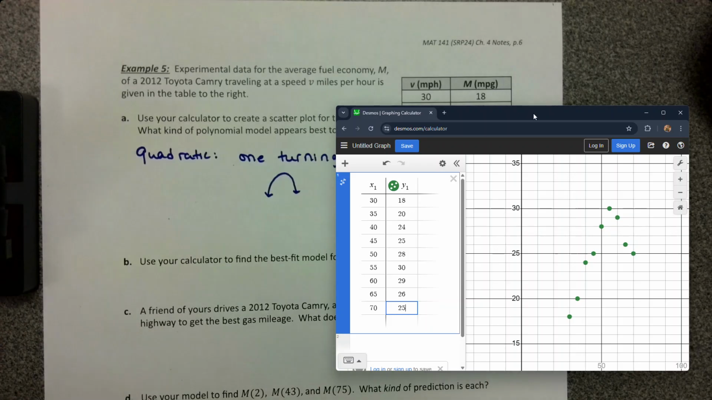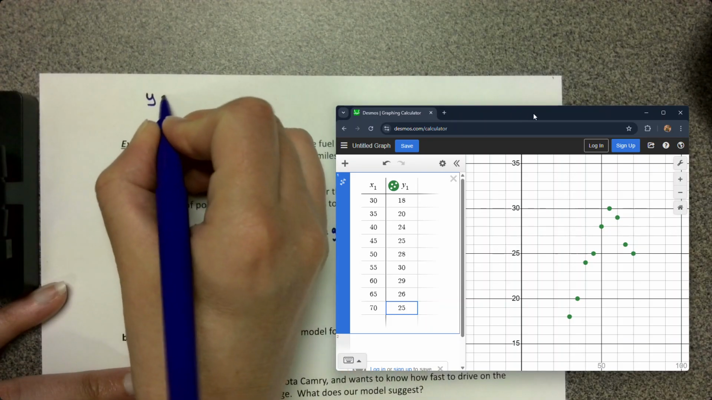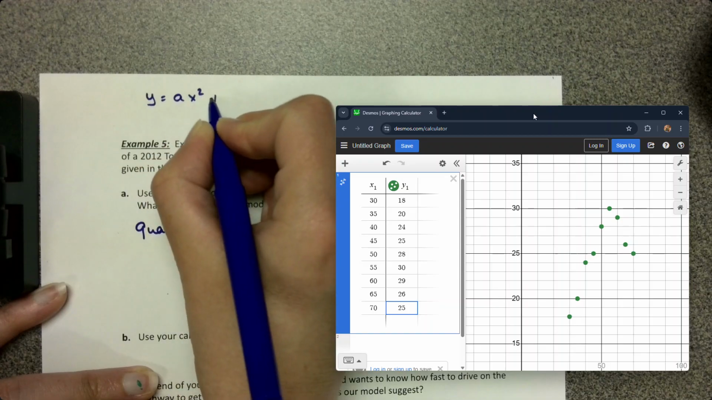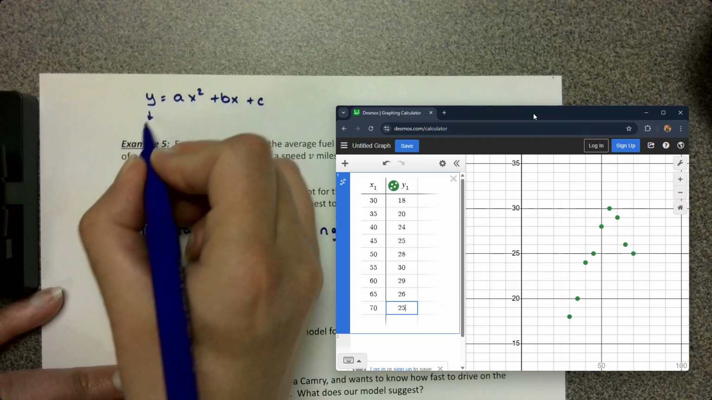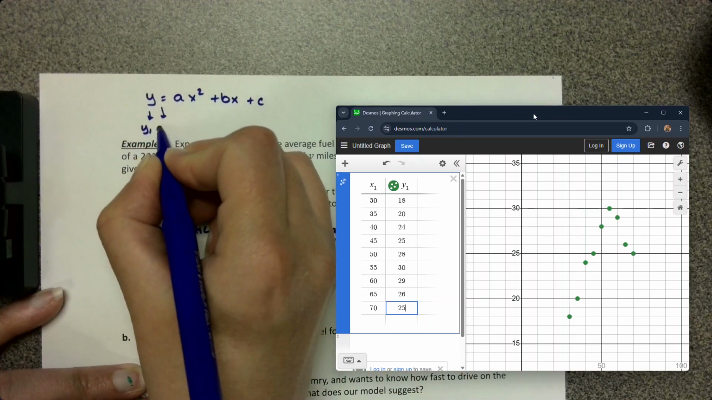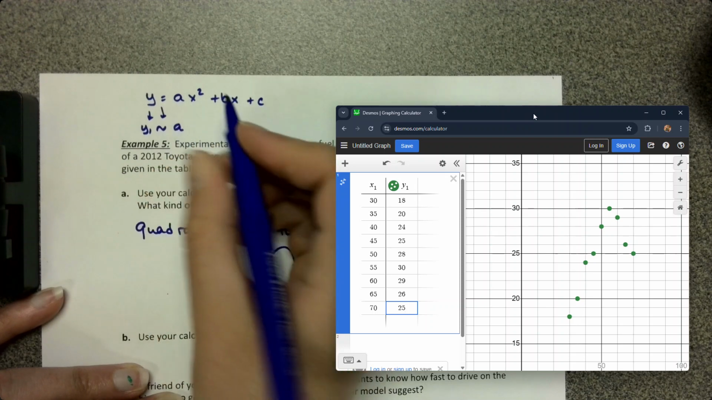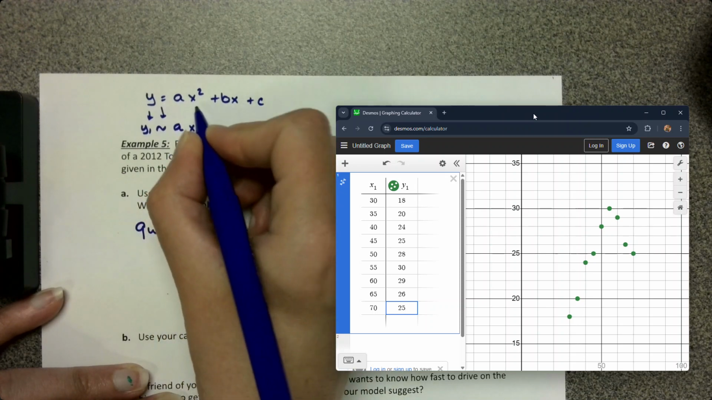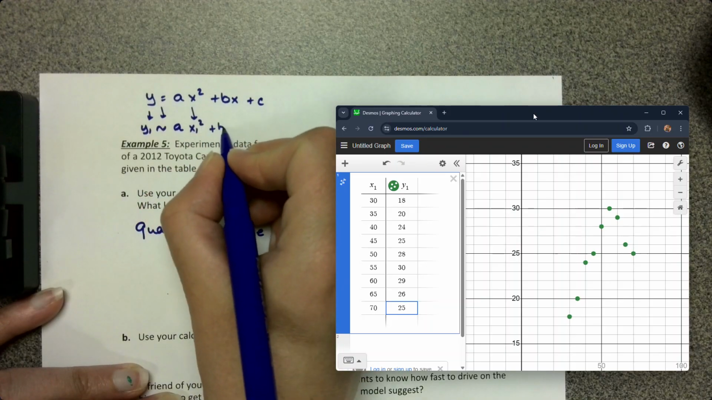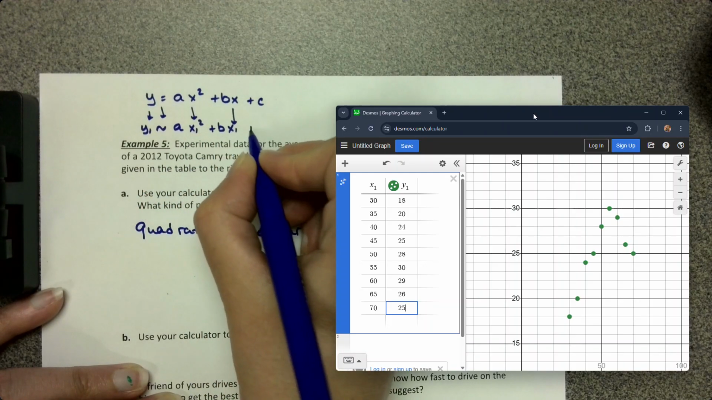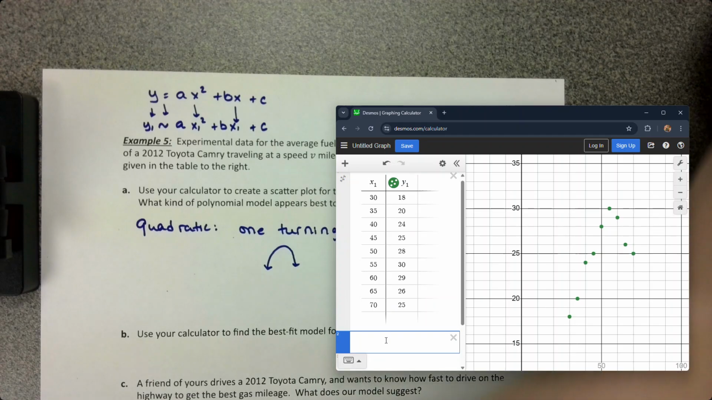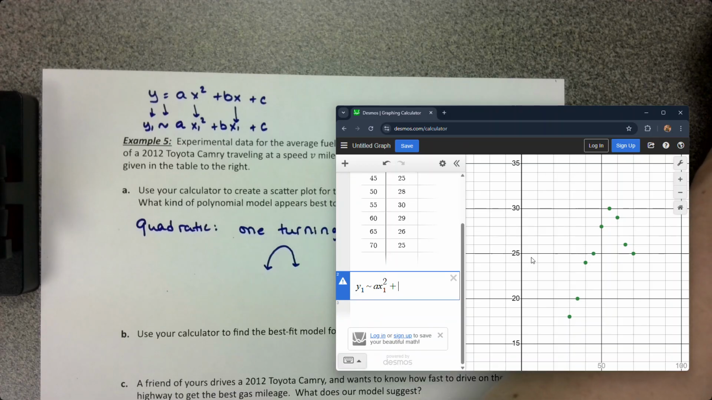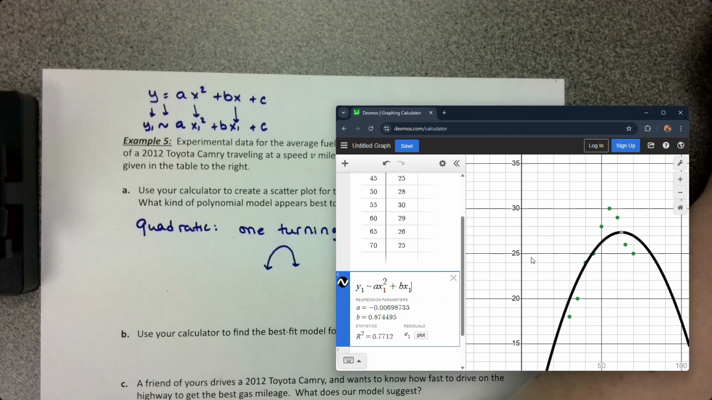I know that a quadratic equation looks like y equals ax squared plus bx plus c. So a quadratic regression is going to look like y1 approximately a times x1 squared, changing x to x1, plus b x1 plus c. So y1 approximately ax1 squared plus b x1 plus c.